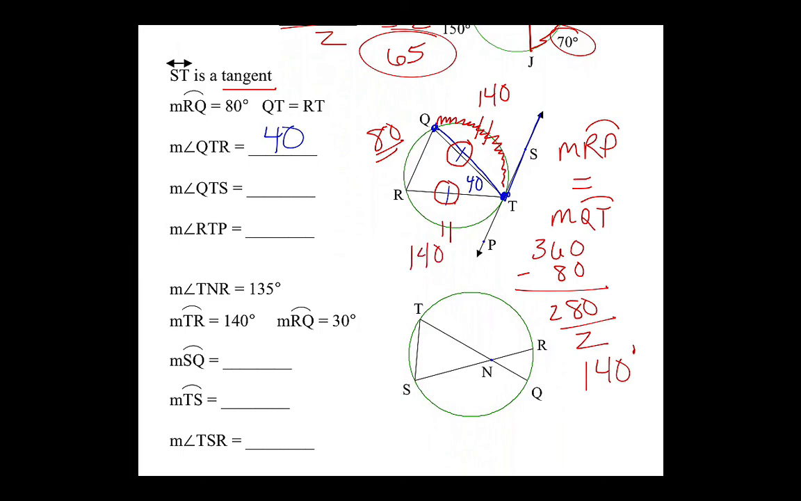And now I do know that the intercepted arc of angle QTS is 140, so this is going to be half of that, which is 70. And then likewise, if I'm looking for RTP, that would start at R to T to P, so that's this angle. That vertex is on the circle, so it's going to be half of its intercepted arc, which is everything between R and T. We figured out that that's 140, so RTP is also a 70-degree angle.